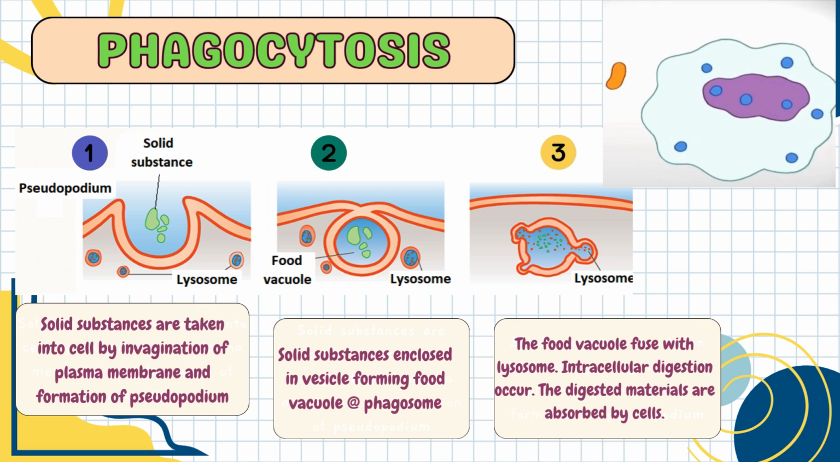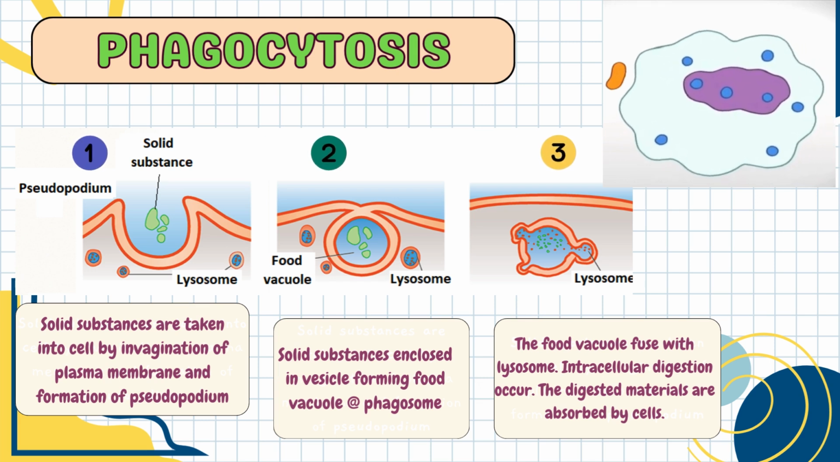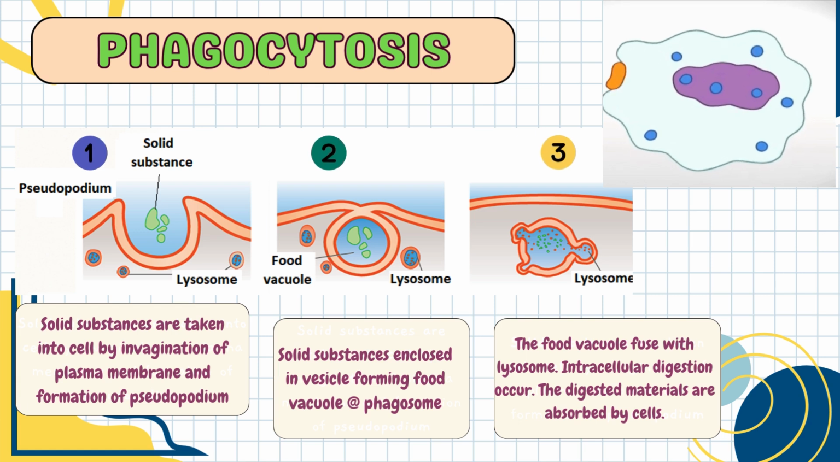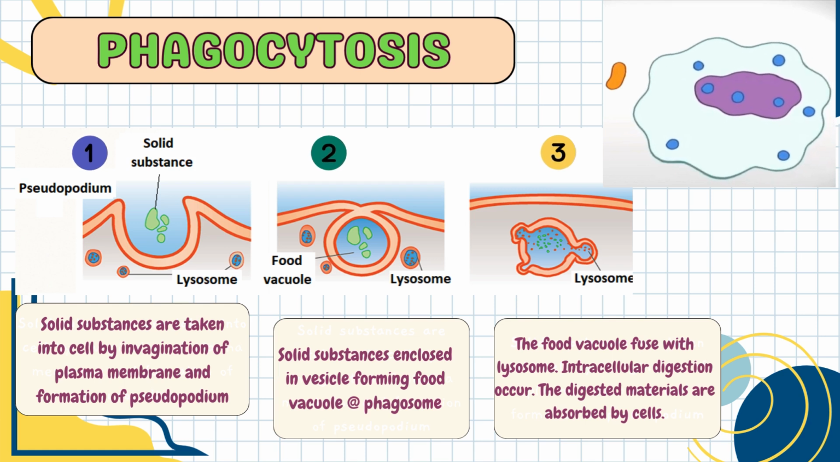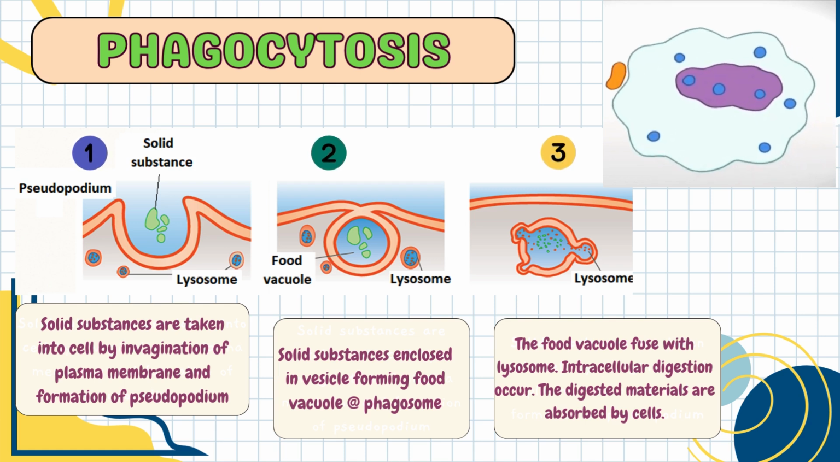Let us explore how phagocytosis occurs. Phagocytosis is the process where a cell engulfs solid materials from its surroundings. First, the cell detects a solid substance outside. The solid substances are taken into the cell. The plasma membrane invaginates, and extensions called pseudopodia form around the substance. Then, the solid substance is enclosed within a vesicle inside the cell. This vesicle is known as a food vacuole, a phagosome, or a phagocytic vacuole.